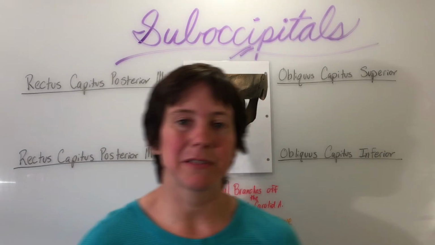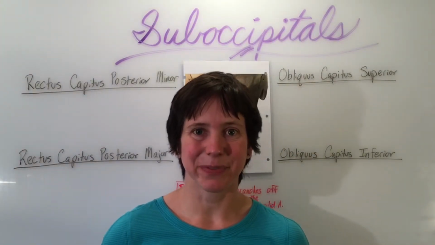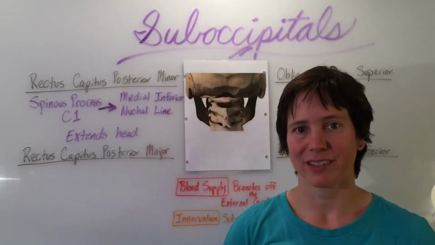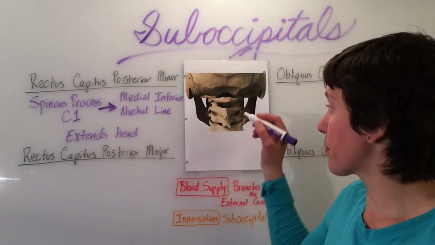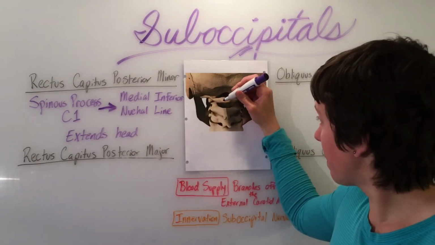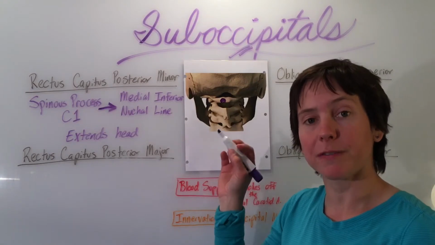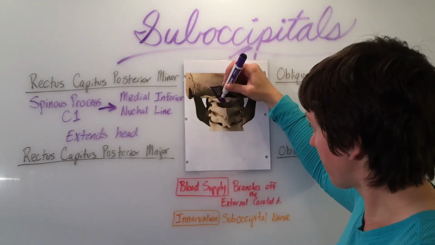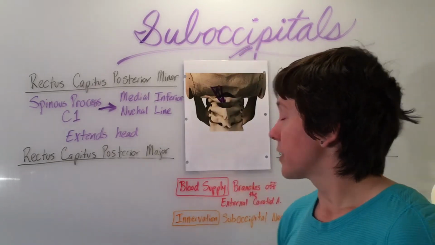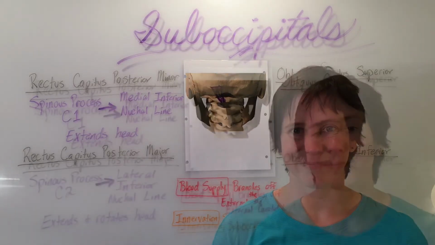So now we will dive in to see the specific origin, insertion, and action of each of these 4 muscles. The Rectus Capitis Posterior Minor has an origin of the spinous process of C1, and will go to insert on the medial part of the inferior nuchal line. Its action is to extend the head.